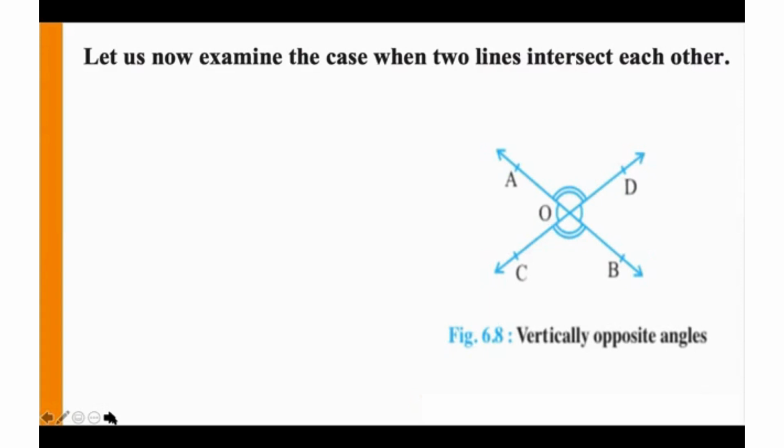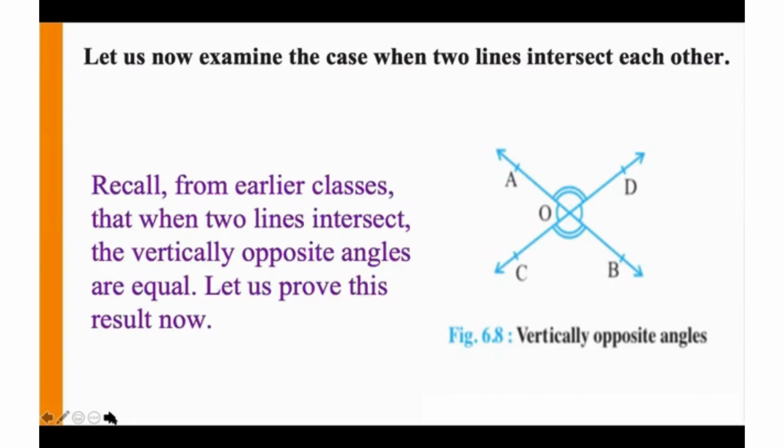Let us now examine the case when two lines intersect each other. As you can see in the figure, when two lines intersect each other, there are four angles formed. Recall from earlier classes that when two lines intersect, the vertically opposite angles are equal. Let us prove this result now.